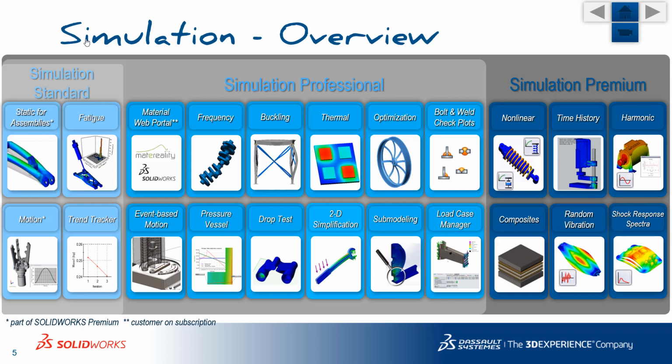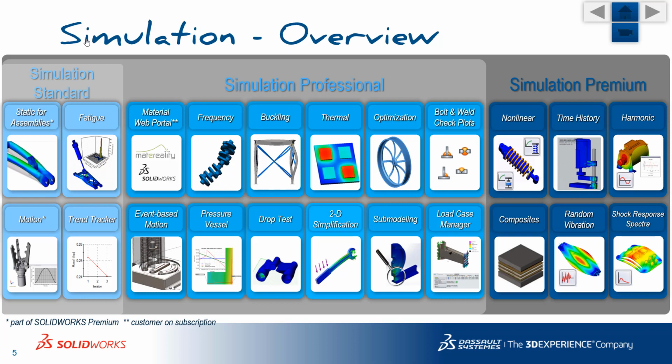Optimization, this automates the design process where you can specify parameters, give them a range, a minimum, a maximum, and let SOLIDWORKS calculate based on a goal. Do you want to minimize the mass while maintaining certain criteria like stresses below a certain value or a minimum factor of safety? You can check for welds and bolts automatically using Simulation Professional.